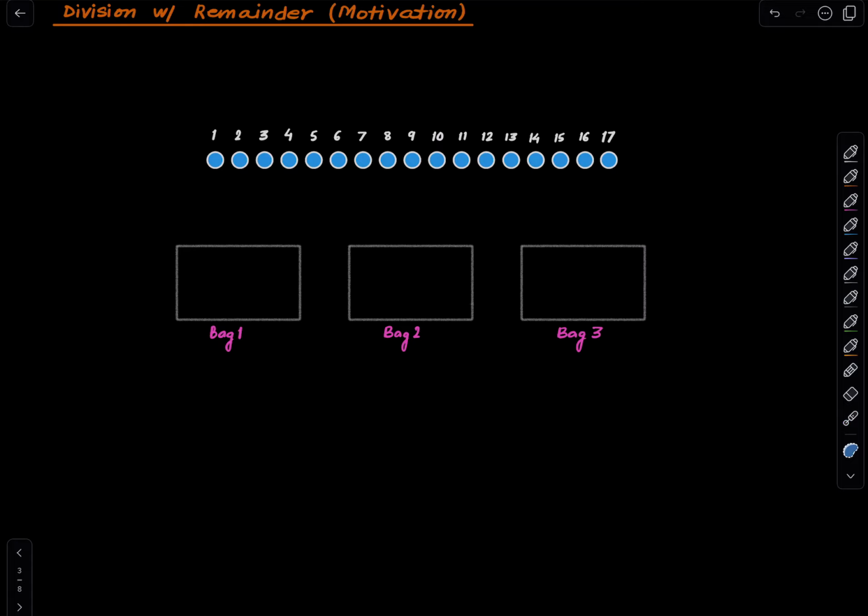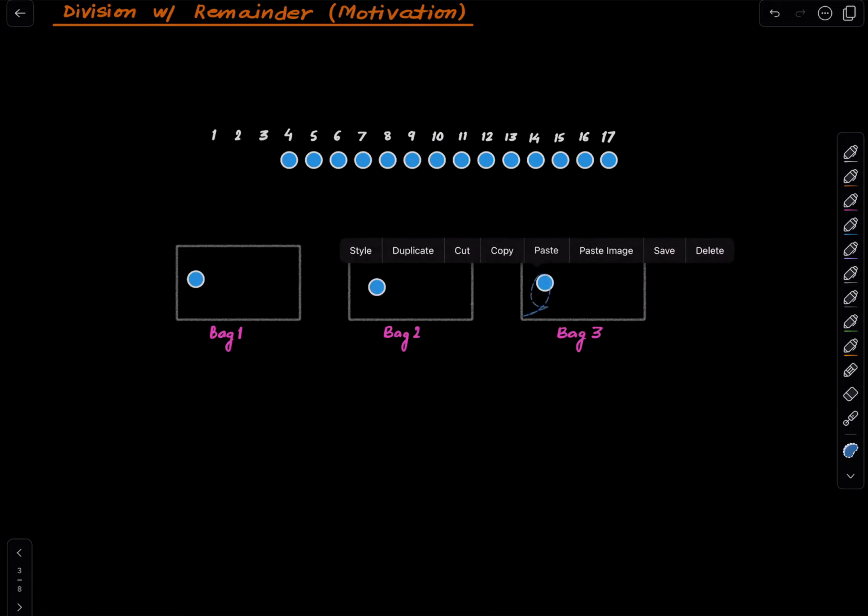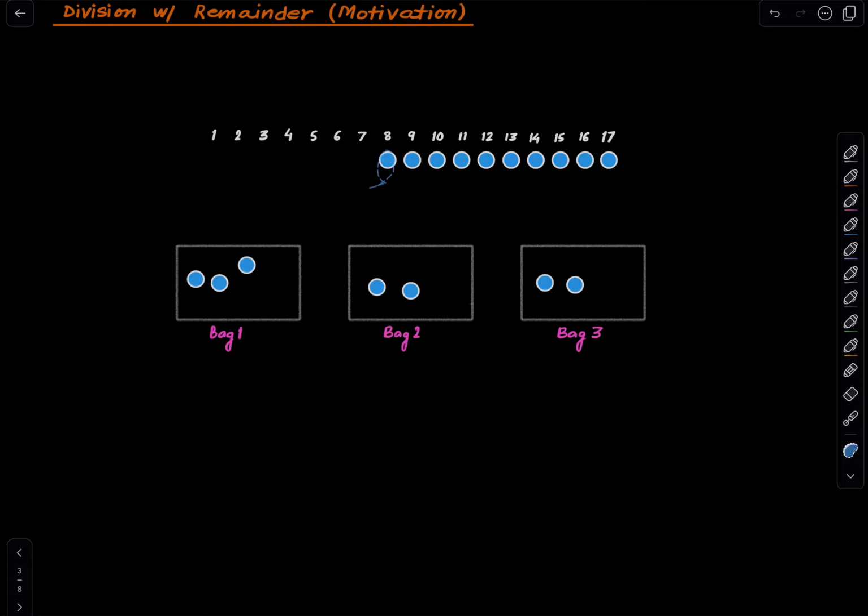So suppose we have 17 candies and we want to partition them into 3 bags in such a way that every bag gets an equal amount of candies. What is the best that we can do? Well, the simplest way would be to take a candy, put it in the first bag, then take another candy, put it in the second bag, third candy, put it in the third bag, right? So we have taken care of 3 candies, and then the next 3, and then the next 3, and so on.